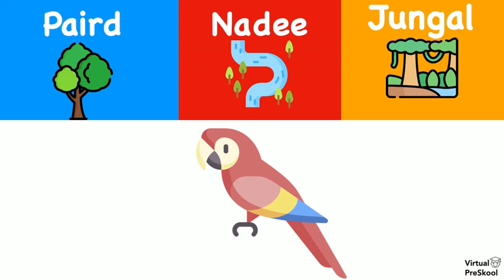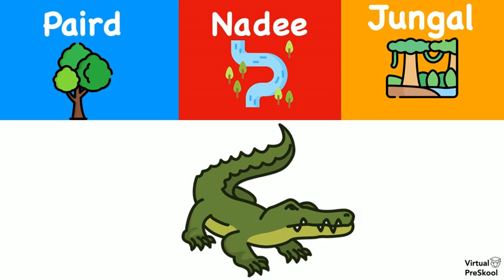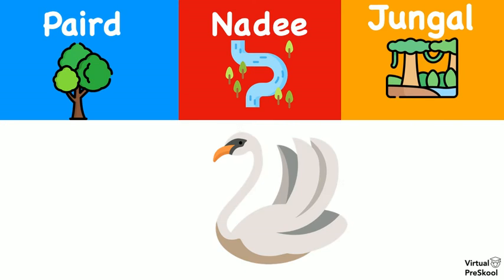In the ped. Ooh, what about the crocodile? The crocodile is a magarmach. Magarmach. Magarmach kahan rehta hai? Where does the magarmach live? In the ped, nadi, or the jungle? In the nadi, right?